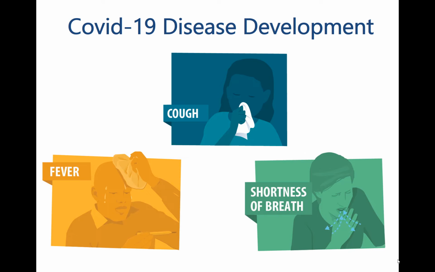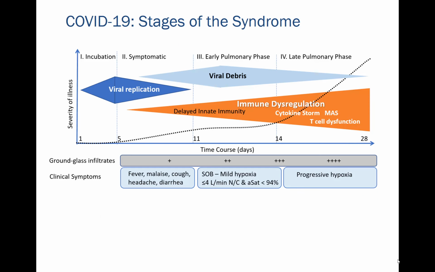So, fever, cough, shortness of breath. These are the progression of COVID-19. So, as I said, what do you do when you present with fever and you think you have COVID? We'll come to that. What you need to do is testing. So these are the stages of the syndrome. It's important to recognize that this disease progresses through a number of stages.